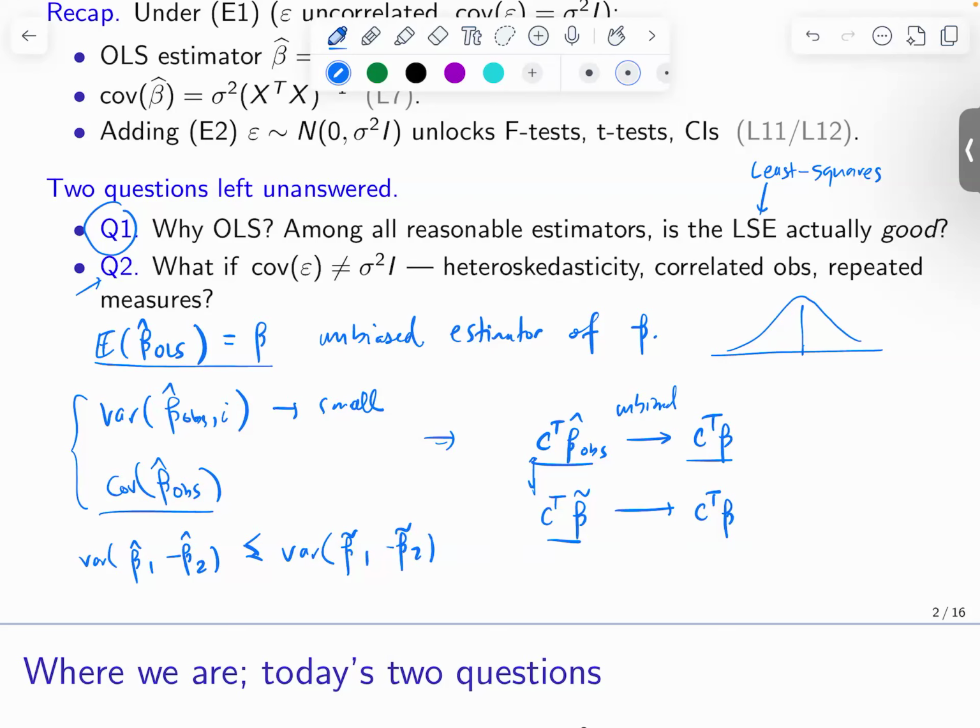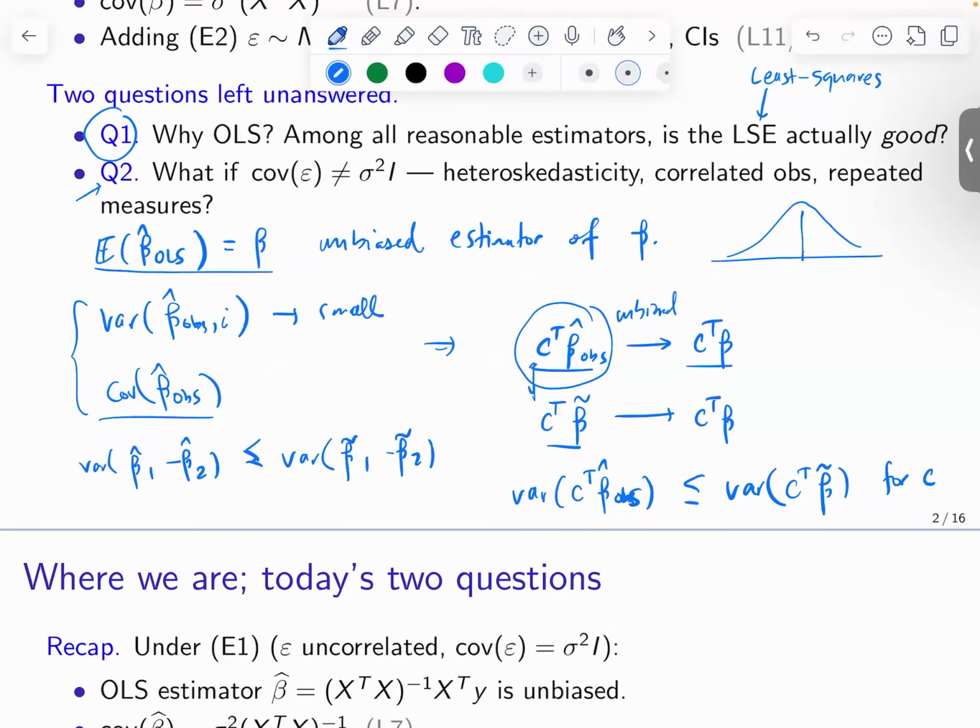And this is the property that the OLS will satisfy. So the OLS has the smallest variance for these quantities among all possible estimators. So what we'll show is that the variance of C transpose beta hat OLS is less than or equal to the variance of C transpose beta tilde for all vectors C.